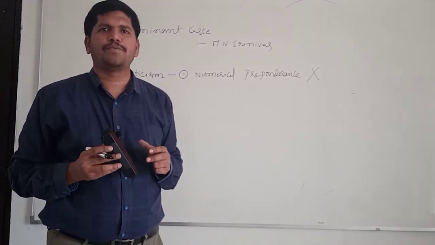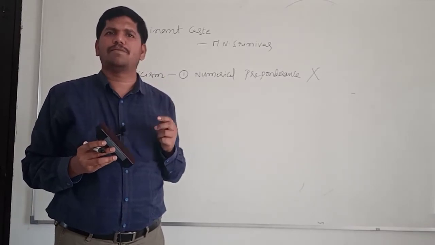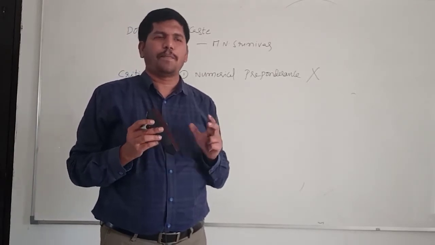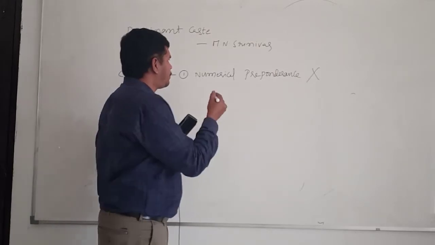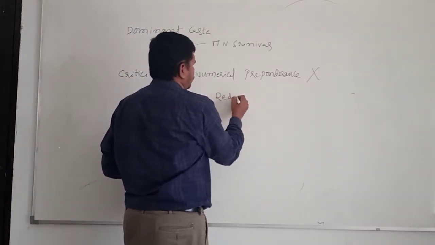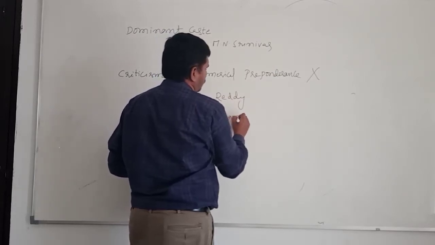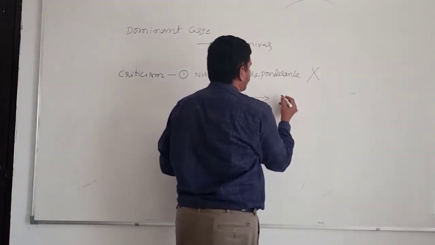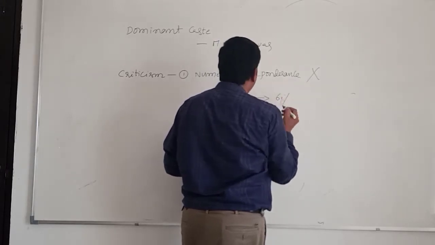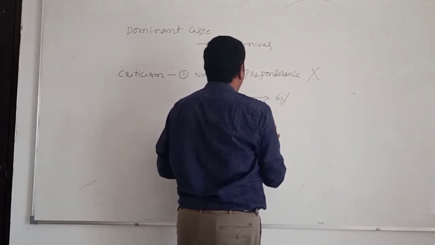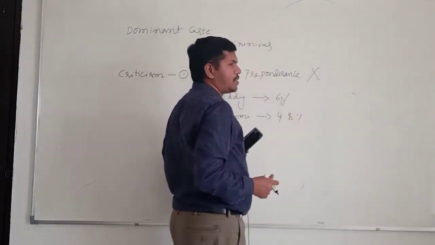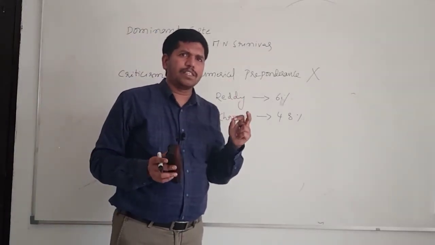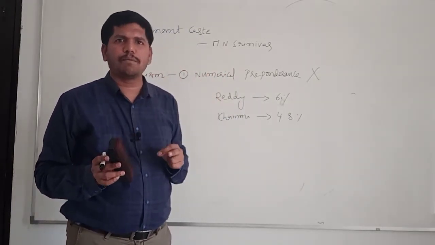If you go to Andhra Pradesh, we'll discuss most of the times examples from South India. Why? Because the caste system is stronger in South India. Now, in Andhra Pradesh, Reddys and Kammas are considered as dominant caste people. But Reddys constitute only 6% of the population, and Kamma caste constitutes only 4.8% of the population. That means they are not numerically preponderant. That's why numerical preponderance may not always be a criterion for a caste to become dominant.